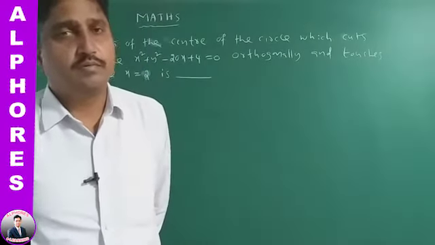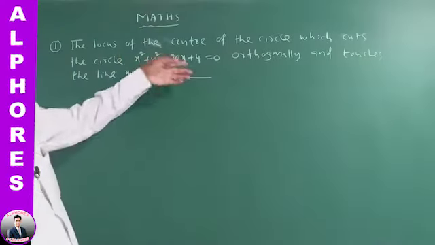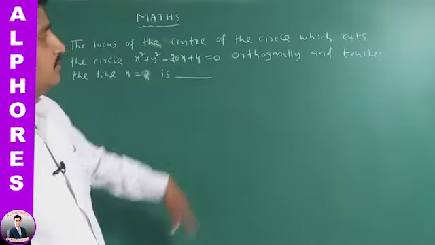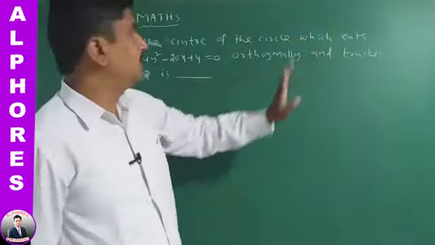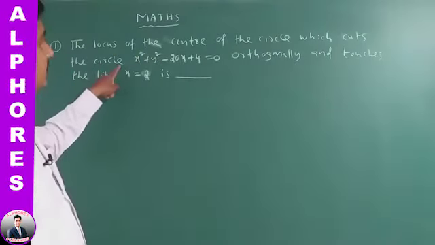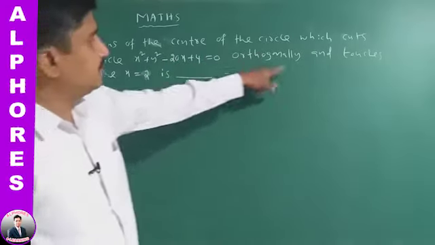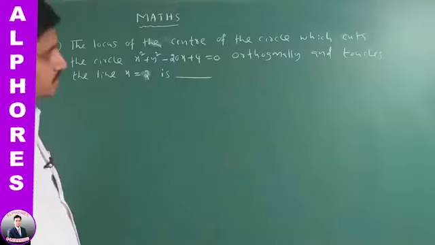Now, problems on radical axis and orthogonal circles. The locus of the center of the circle which cuts the circle x² + y² − 20x + 4 = 0 orthogonally and touches the line x = 2 is.